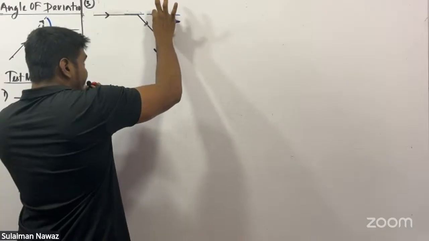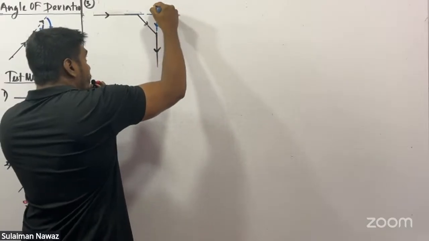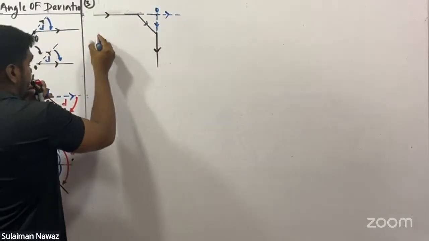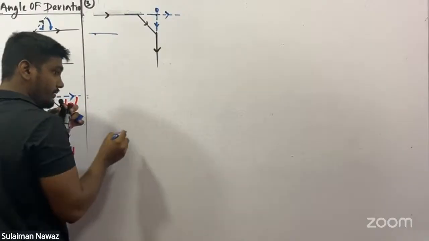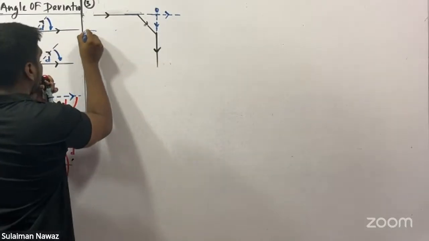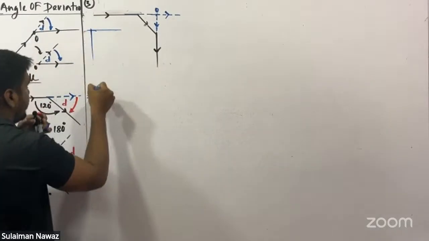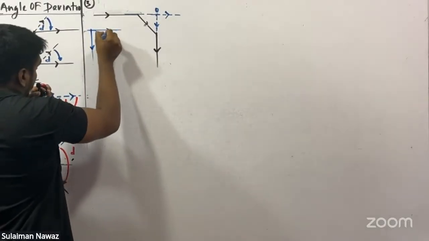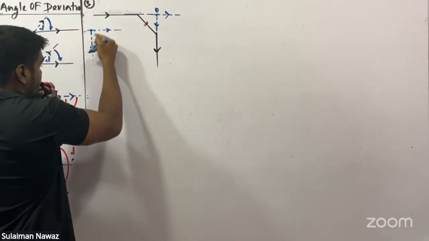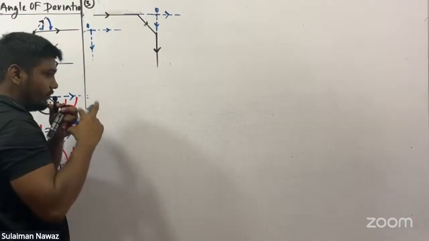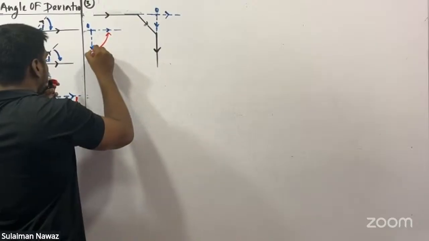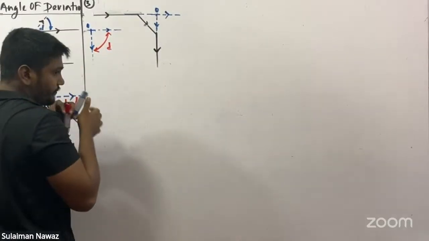Always try to arrange the initial direction and final direction in such a way that they diverge from a common point. Initial direction is the right side, final direction is downward. Arranged in a diverging manner from a common point, the angle between them is how much? This angle is going to be 90. The angle of deviation is 90.